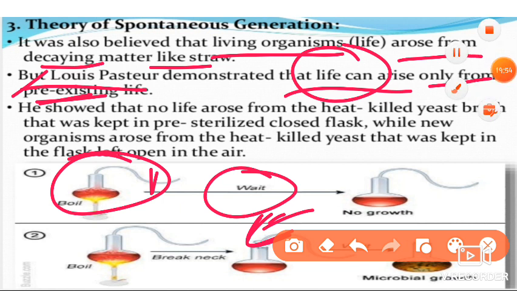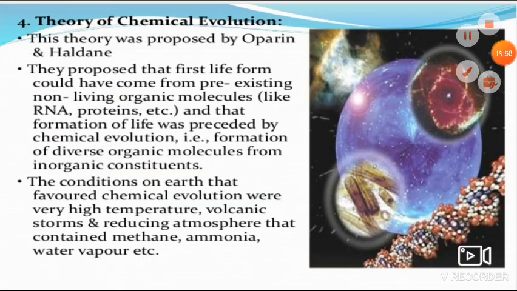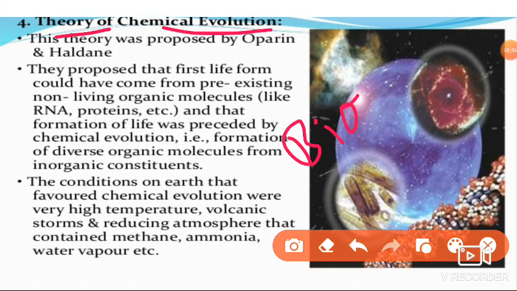Then moving to the next theory, that is the theory of chemical evolution, or biogenesis. This theory was mainly given by Oparin and Haldane. Oparin from Russia and Haldane from England. Both of them together gave a theory, the theory of chemical evolution or theory of biogenesis.